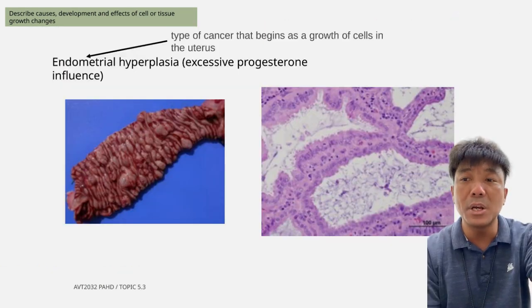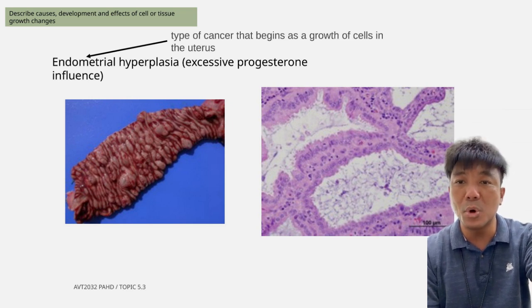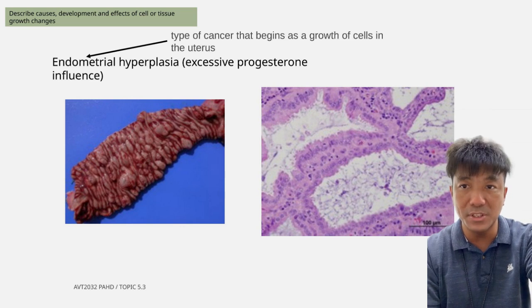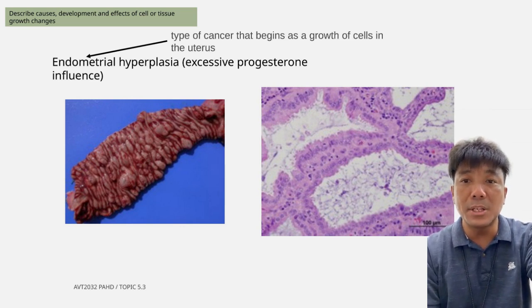Endometrial hyperplasia occurs due to excessive progesterone influence, leading to abnormal cell proliferation in the uterine lining. This condition can progress to endometrial cancer if untreated. The hyperplastic growth results from hormonal imbalances often linked to obesity or polycystic ovary syndrome and can cause symptoms like irregular bleeding.